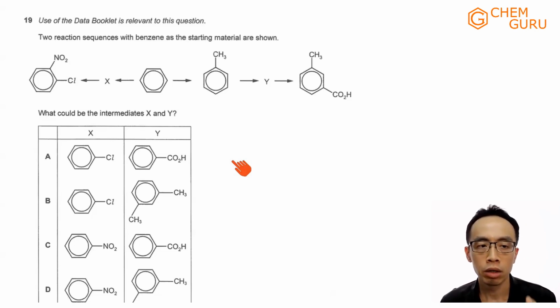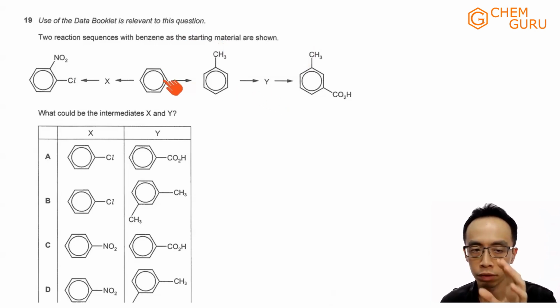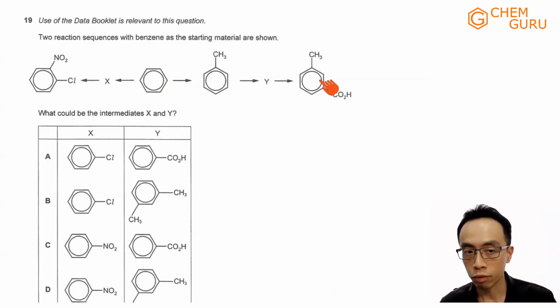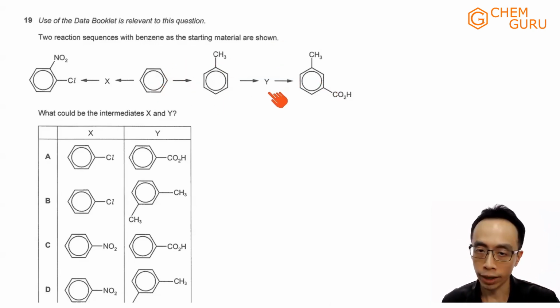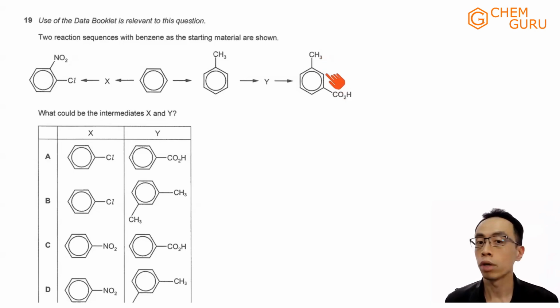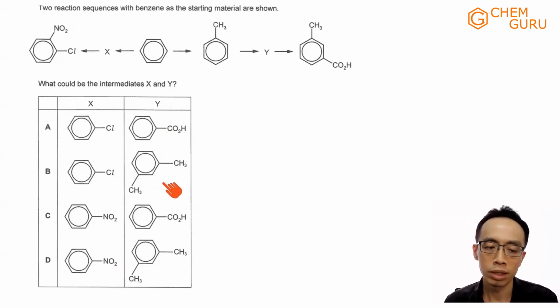Next, how about question 19? 2 reaction sequences with benzene as the starting material are shown. So we have benzene at the center, form X, then form this compound, where the nitro group and the chloro group are position 1, 2 with respect to each other. The second pathway, benzene to methylbenzene, form Y. After that, I'll have a methyl group and an acid group, position 1, 3 with respect to each other. So the question is asking which could be the intermediates, X and Y. We have a few permutations here. X is either chlorobenzene or nitrobenzene. For Y, there are 2 options, either benzoic acid or 1,2-dimethylbenzene.